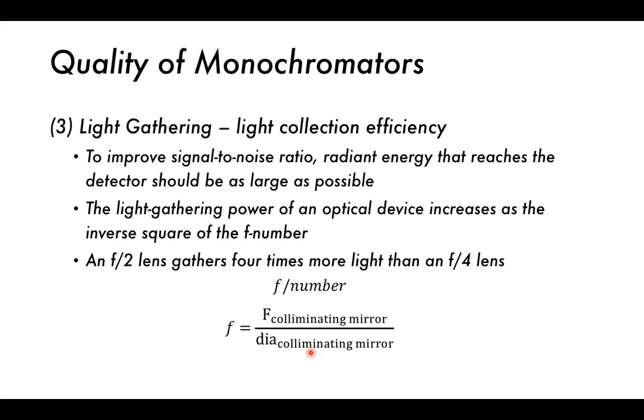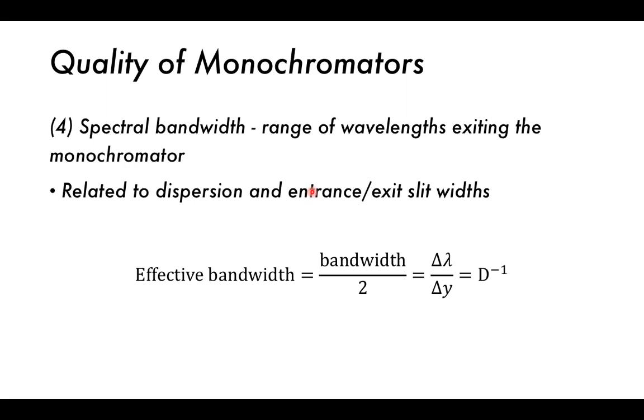Whatever collimating device you're using, it's important that the amount of energy that reaches the detector or the transducer at the end be as large as possible. And then the spectral bandwidth is also important. That's the range of wavelengths exiting the monochromator. This is related to dispersion and entrance and exit slit widths, which we will talk about shortly. The effective bandwidth is equal to the bandwidth over 2, and that's basically related to the intensity of the light. That's going to be equal to delta lambda over delta y, which is the same as the reciprocal of the dispersion.